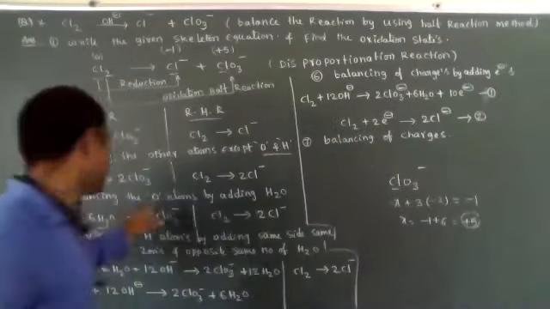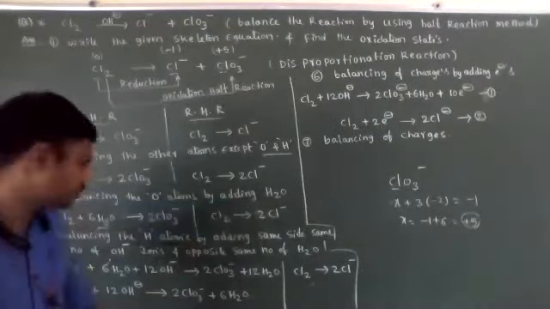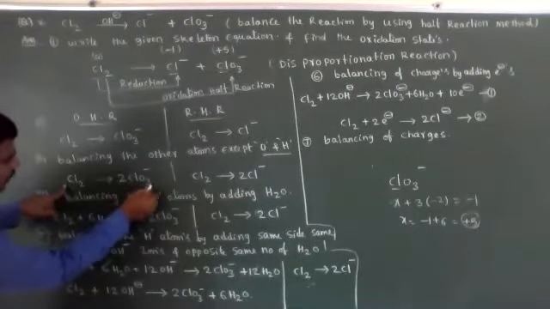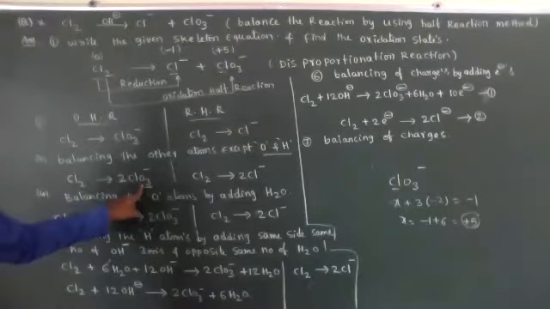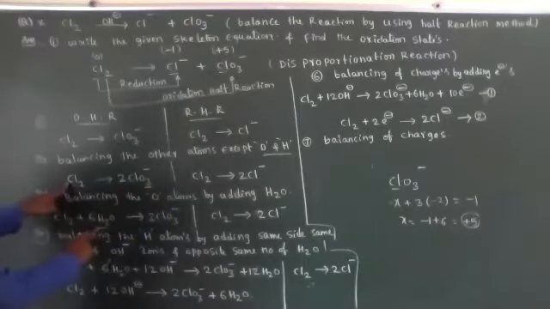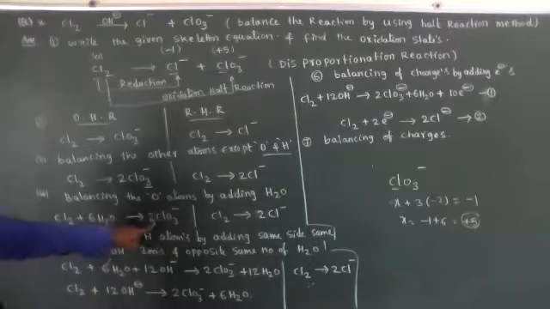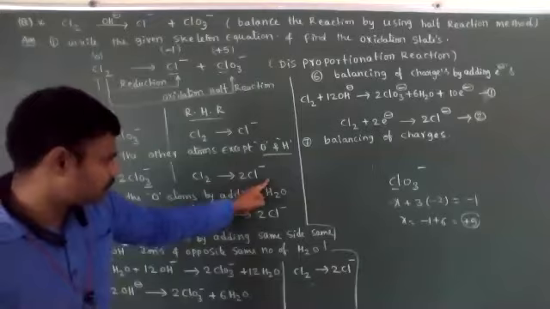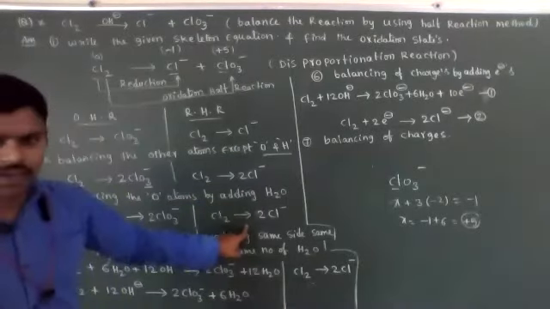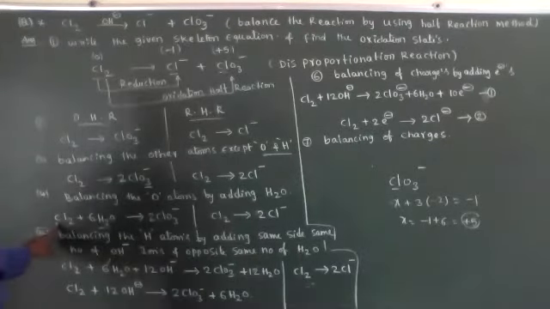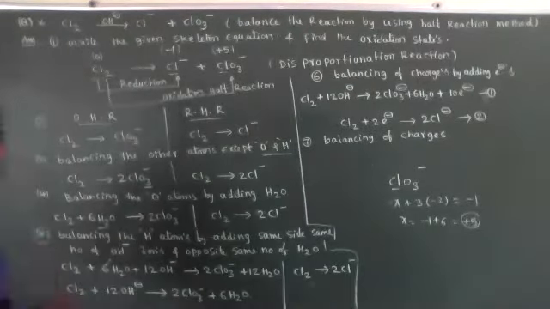Now see the fourth step, balancing of oxygen atoms by adding water molecules. In the third equation, 2ClO3 minus, how many oxygen atoms are present? 6 oxygen atoms. So 6 oxygen atoms are extra on the right side, that's why 6 water molecules are added on the left side. Now Cl2 plus 6H2O is converted into 2ClO3 minus. Now oxygen atoms are balanced. Here there are no oxygen atoms, so as it is I wrote Cl2 converted into 2Cl minus. Up to the fourth step it is clear for all.